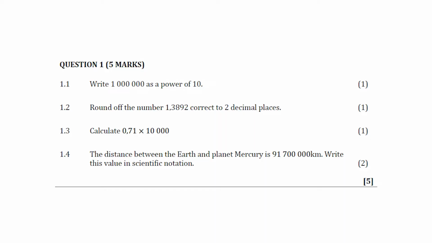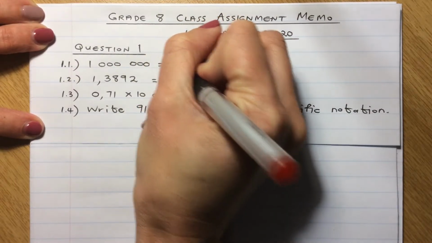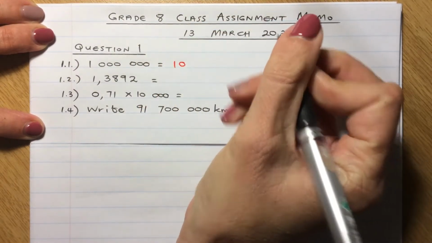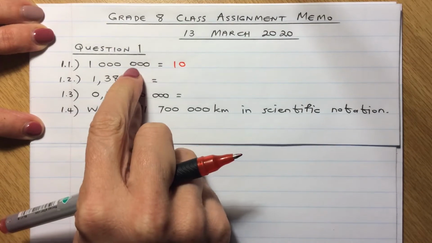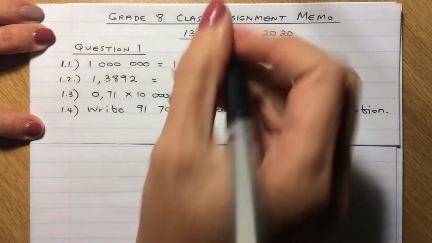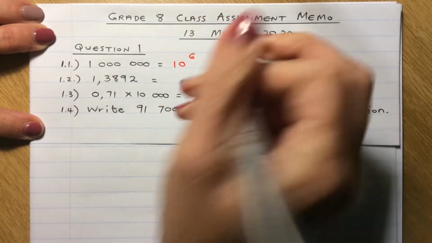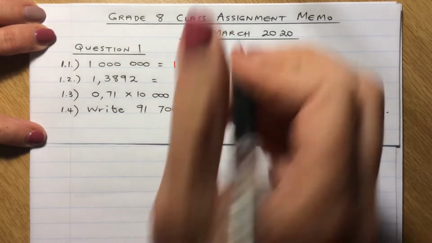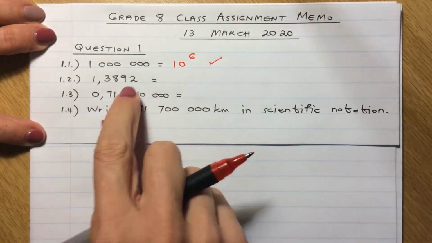So the first question was write 1 million as a power of 10. So if I need to write something as a power of 10, my base is going to be a 10, and then I count the number of zeros, and we should all know that there are 6 zeros. So it's 10 to the power of 6, and that got you your 1 mark.